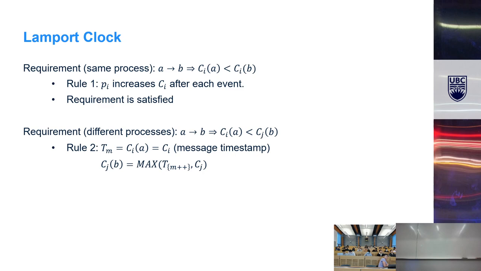Now, I still have to preserve the ordering of the timestamps, but in addition, the message timestamp, notation is kind of weird here, but I didn't make up this notation. The message timestamp is going to be the timestamp of process I's clock at the time of message A. That's going to be the timestamp I use on that message. They're all the same, so I can interchange these things. They all mean the same. And then the timestamp at process J when message B is received is going to be the maximum of the timestamp of that process or the next message that I receive.